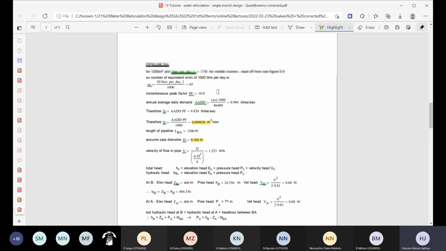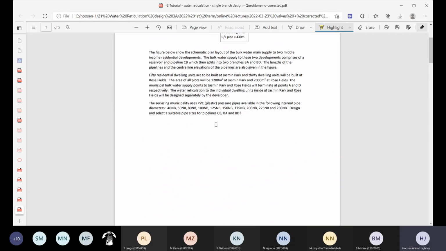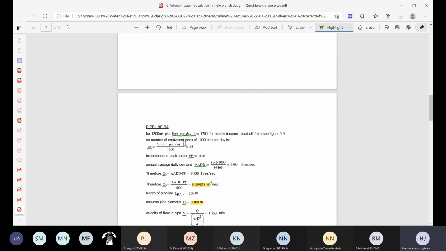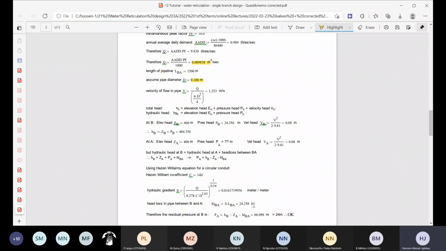You can try using a smaller diameter pipe. So, for example, in the question, you were given pipe sizes 100 NB, and then an 80 NB. You'll see an 80 NB pipe will not work. So the smallest pipe size that still works is a 100 NB in this particular design. Right. So go through it. You see now this time the head loss is about 24 meters between pipeline A and B, and the final residual pressure is about 60 meters, which is still well above the minimal residual pressure of 24 meters. So a 100 diameter pipe is still quite adequate in this case.